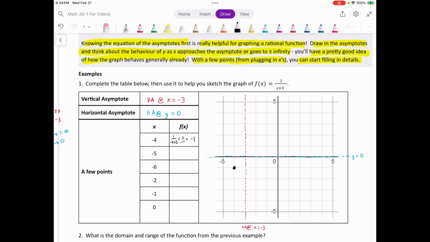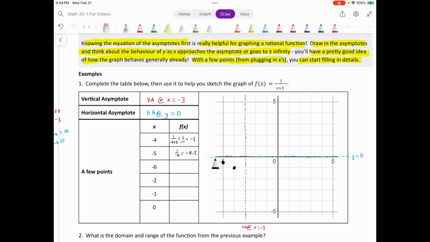Okay, what about when x is -5? Well, -5 plus 3 is -2. So that's 1 over -2, which is -1/2 or -0.5. So when x is -5, y is -0.5. I'm going to add that point to my graph. Just like we'd expect, right? As x is getting bigger in the negative direction, y is getting smaller because we're dividing by a bigger and bigger negative number, right?